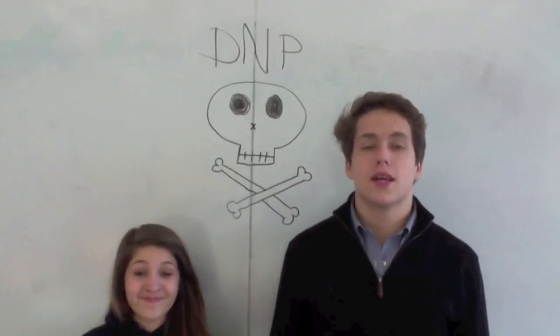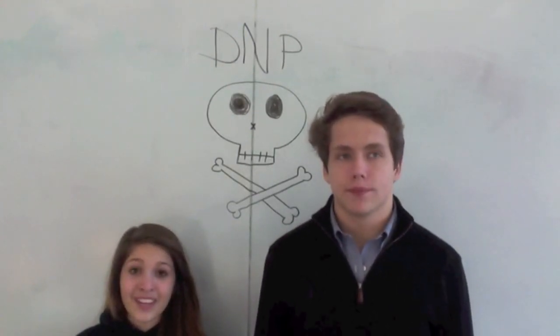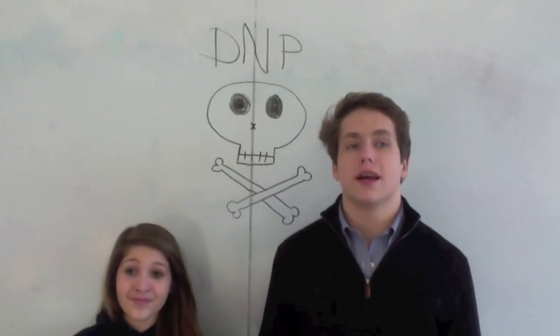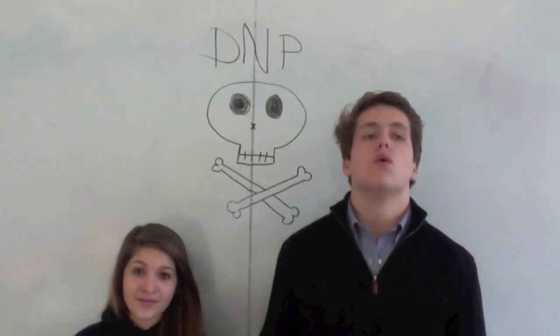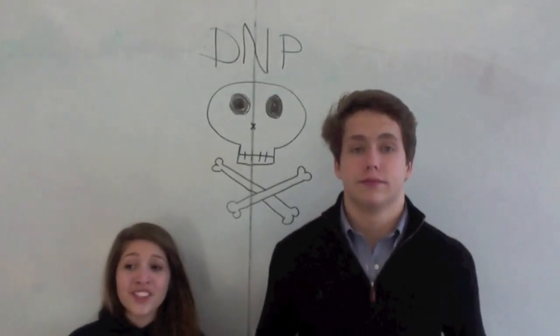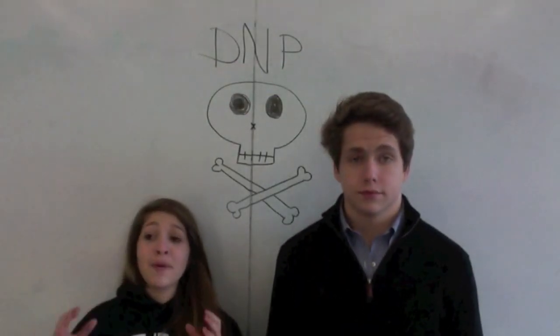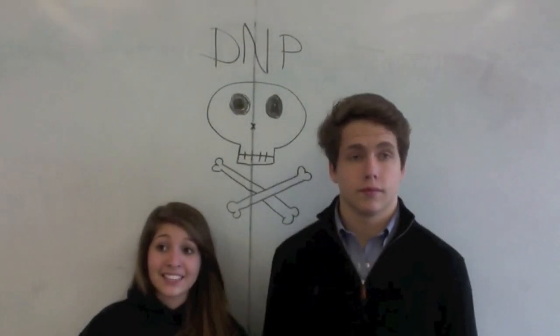DNP, also known as dinitrophenol, is an inhibitor of ATP production. It's really bad. What it does is it uncouples oxidative phosphorylation. It does this by carrying protons across the mitochondrial membrane, which takes away the H+ gradient used to make ATP, which then stunts the body's ability to make ATP. When the protons bypass the ATP synthase, the extra energy is then released as heat.